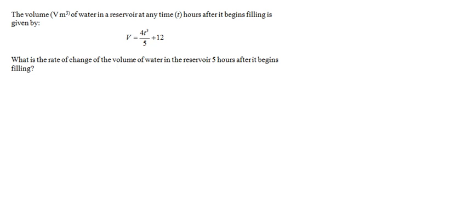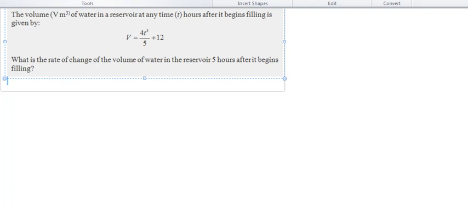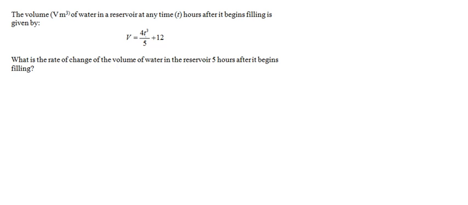So here I've got the volume of water in a reservoir at a time of day t hours after beginning is given by this. So instead of having y, I've got v, and instead of having x, I've got t. But really, nothing else has changed, and the rate of change will be dv by dt.